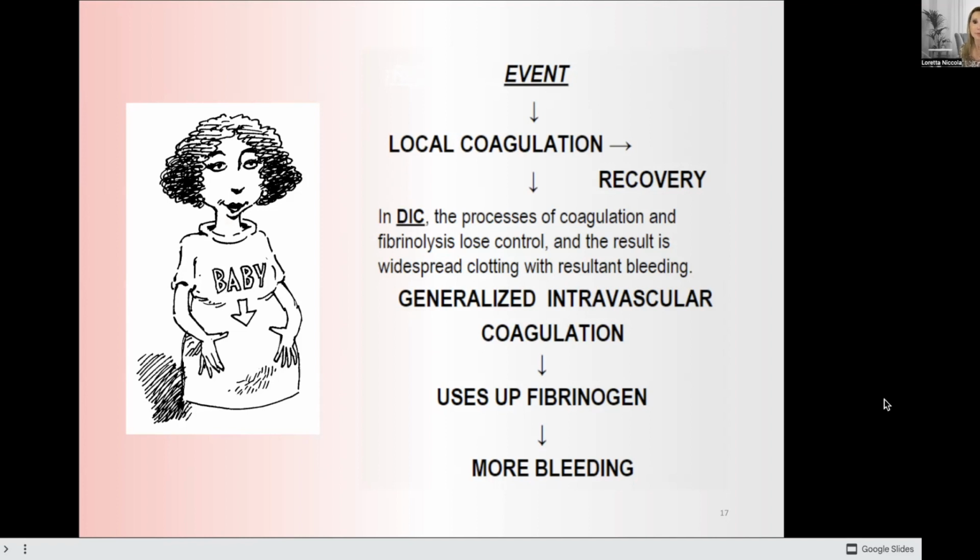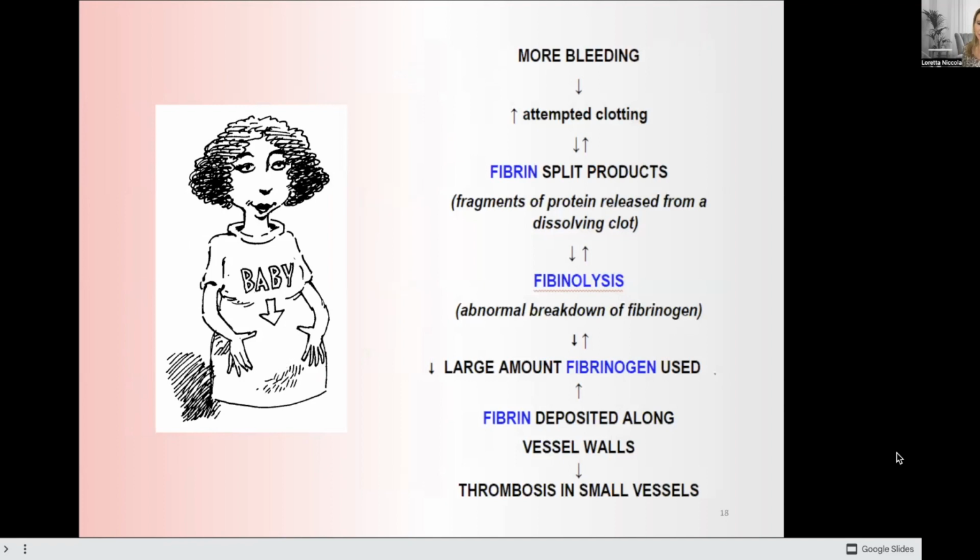So it uses up the fibrinogen. I describe fibrin as the glue. Okay, think fibrous. So that's what clots a bleeding episode. If too much fibrin is loosed in the body, it uses it up. And then what happens is more bleeding ensues. So you can see this vicious circle that starts. More bleeding, you got more attempting to clot.